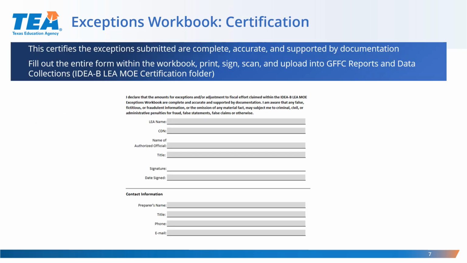Here's a visual of what the IDEA-B LEA MOE certification looks like. This certifies the exceptions submitted are complete, accurate, and supported by documentation. Fill out the entire form within the workbook, print, sign, scan, and upload into GFFC reports and data collections. The upload title in GFFC reports is IDEA-B LEA MOE certification.